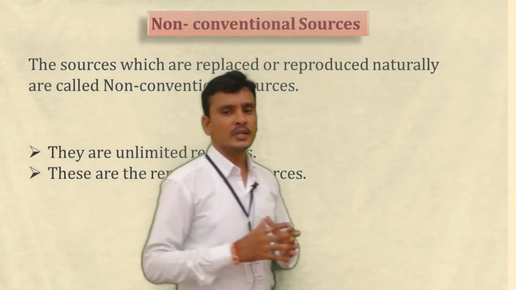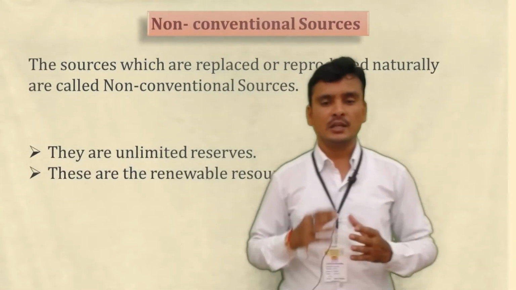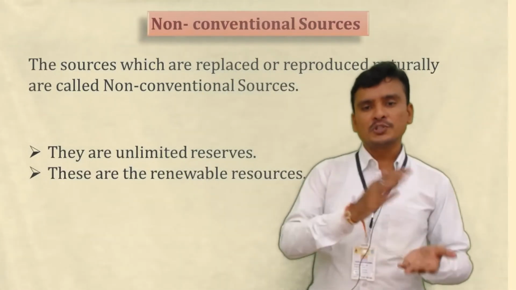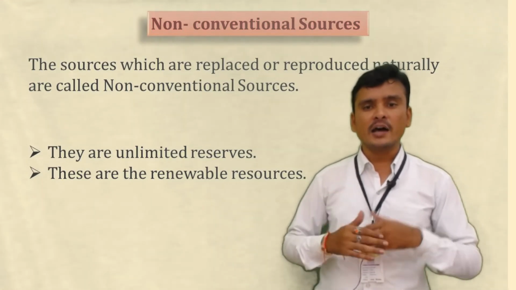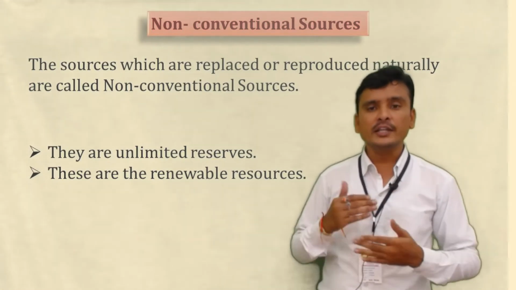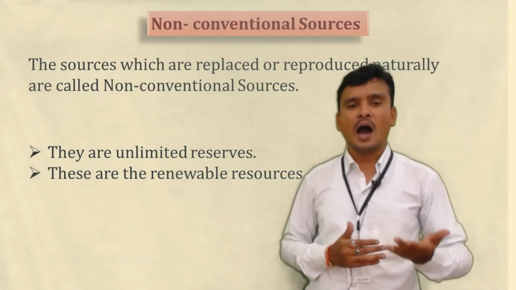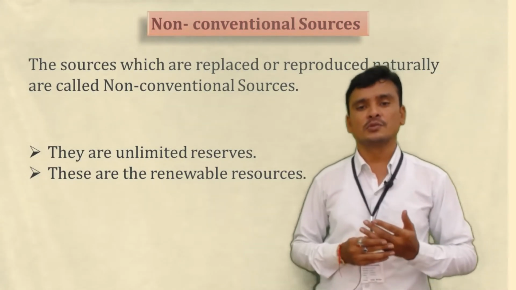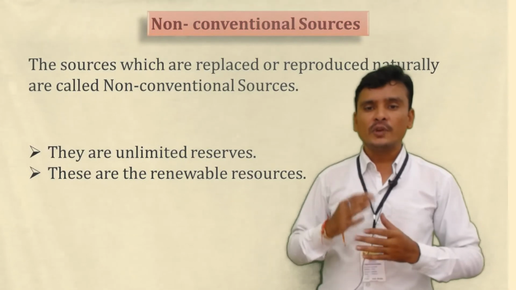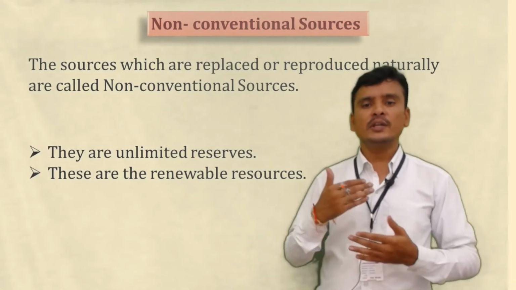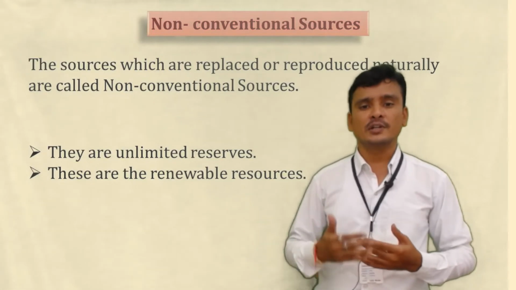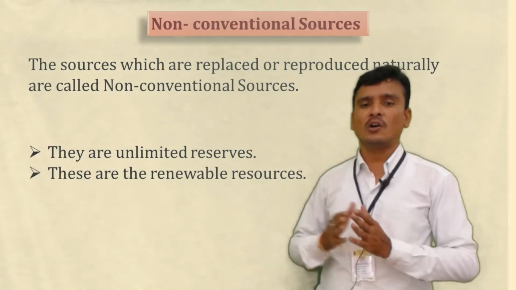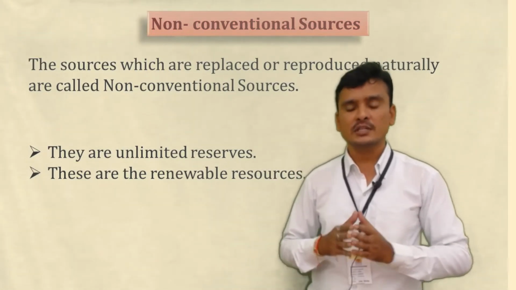Now see, the next one is the non-conventional sources. Just like the opposite of the conventional sources, the sources which are replaced or reproduced naturally are called non-conventional sources. Means what? We can reuse it, we can use it again and again, and this can be produced naturally again and again. So these are called the non-conventional sources.